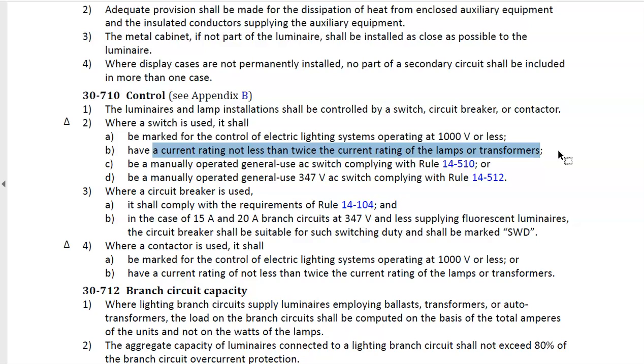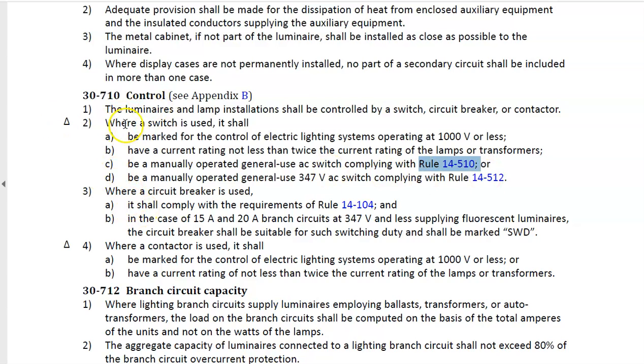It has to have a current rating that's going to be at least twice, or it has to be a manually operated general use AC switch complying with 14-510. This is where we get our regular light switches that we're allowed to use off of a fluorescent fixture. That's underneath that rule 14-510. They give you a bunch of installations where that's acceptable. Or it can be a manually operated general use 347 volt AC switch that complies with rule 14-512. We're going to go there in a second, okay?